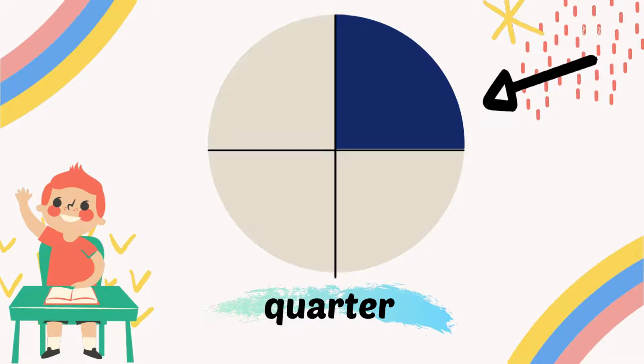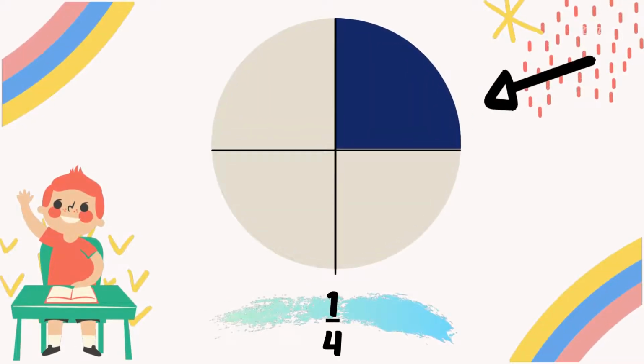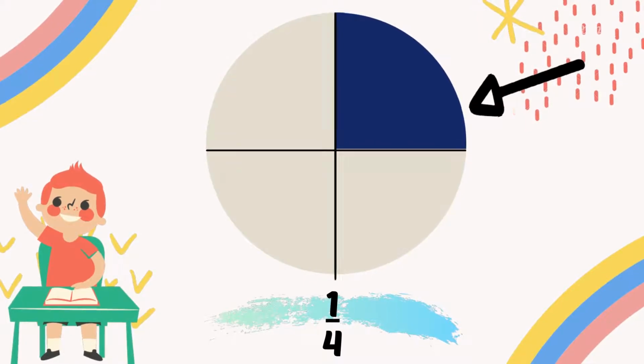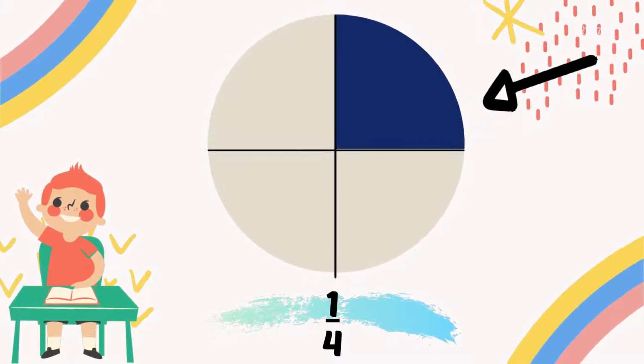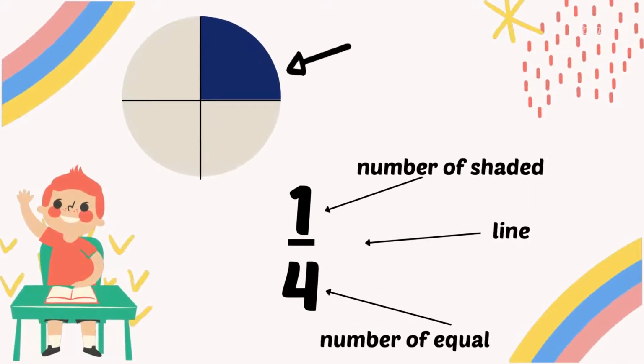1 over 2, half. 1 over 4, quarter. This is how we write the number. We write number 1 on the top, we do the line, and we write the number 4 at the bottom. I'm going to show you the explanation.